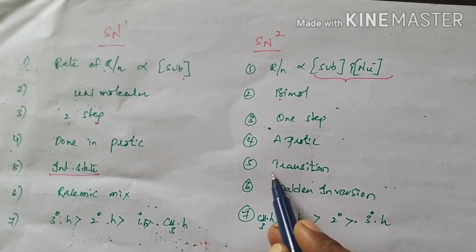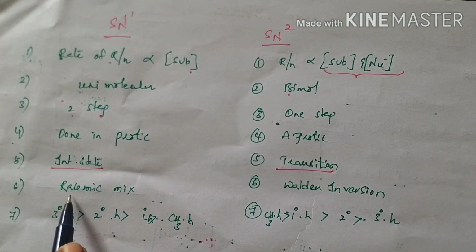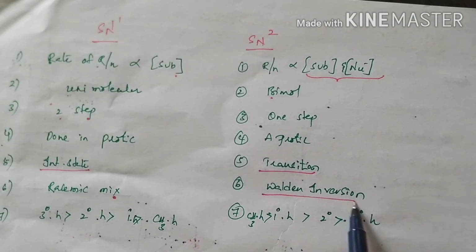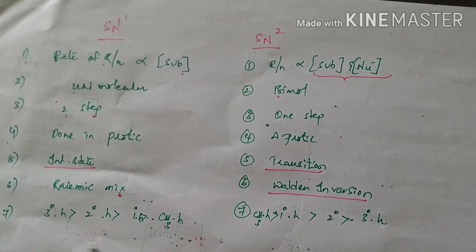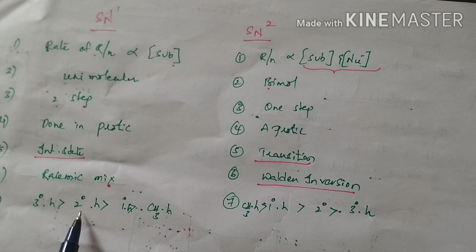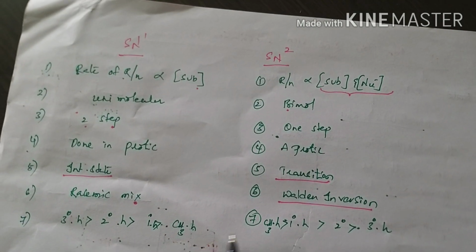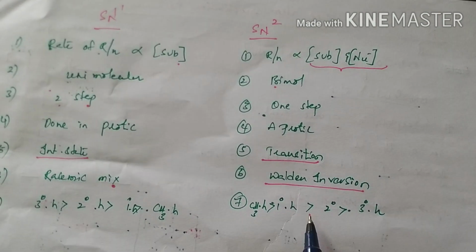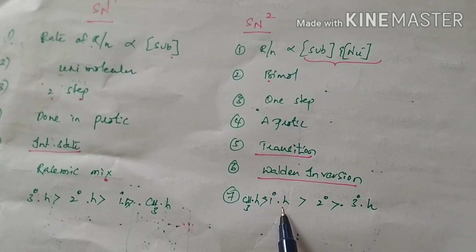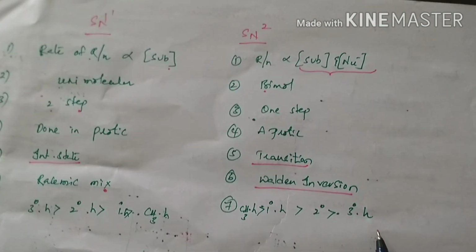In SN2, instead of an intermediate, a transition state is formed. In SN1, a racemic mixture is obtained, but in place of a racemic mixture, in SN2 Walden inversion takes place. In the SN1 mechanism, the order of reactivity is tertiary halide greater than secondary halide greater than primary halide greater than methyl halide. In SN2, the order of reactivity is methyl halide followed by primary halide followed by secondary halide followed by tertiary halide.